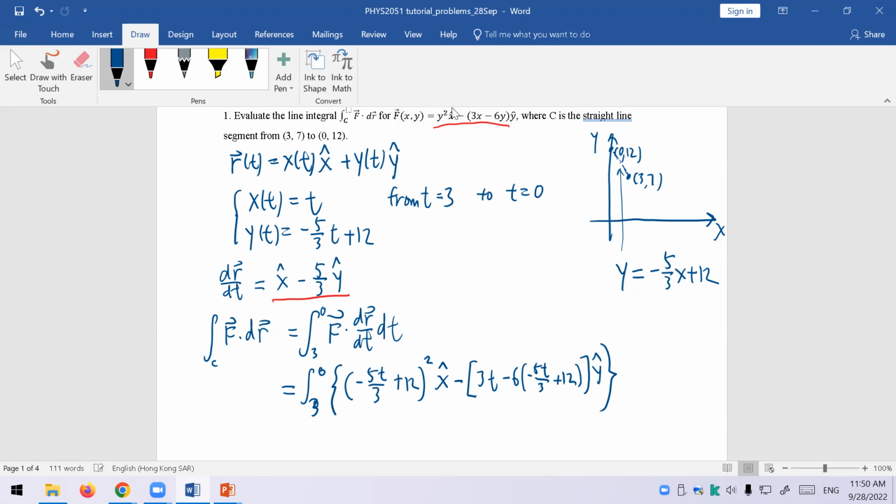So this whole thing is my field F. And then my dr dt, right? So it's just x hat minus 3 divided by 3, 5 divided by 3 y hat, right, dt. So then you just do the dot product, right? So x component of this multiplied by the x component of this. So it's just this term times 1.